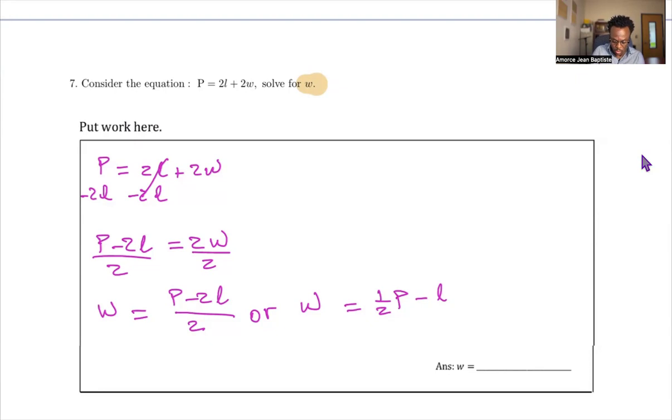What you cannot do is just cancel the 2 here, which will not give you the 1/2 P. It will give you just P, and you can't do that. You can separate the denominator, giving each term its own denominator.